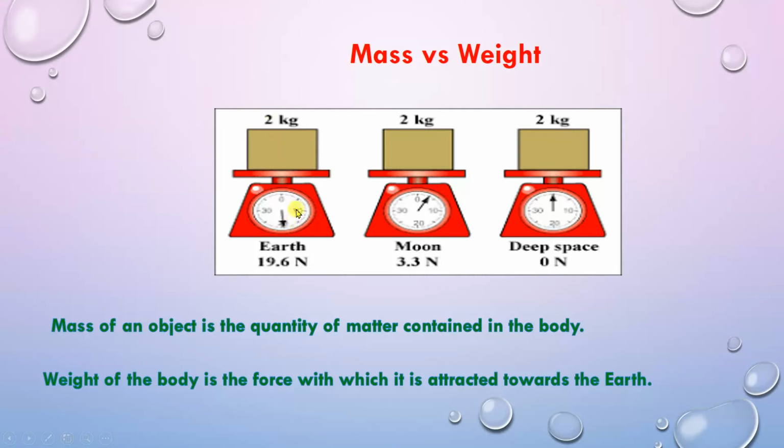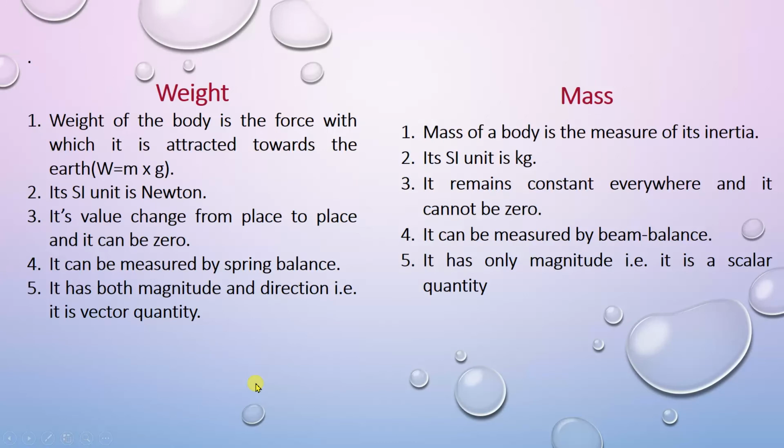Let's see. So first of all, let's go through the little definition of mass and weight. Mass of an object is the quantity of matter contained in it. Means how much quantity it has, that is the mass. But weight is the force. Remember this, weight is the force with which it is attracted towards the earth or towards any other heavenly bodies. When a body is attracted towards any object, that force is called its weight. So let's differentiate between mass and weight now.